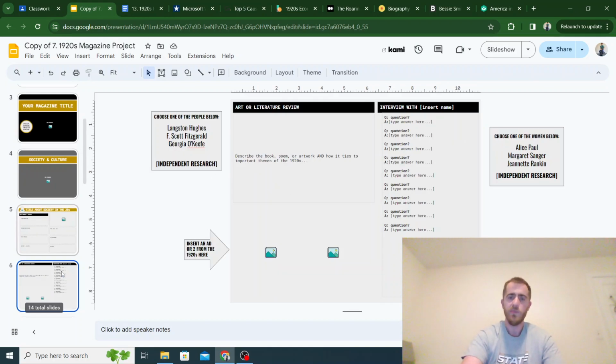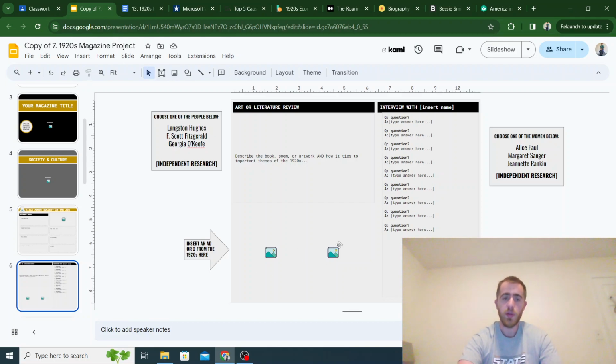So this slide here, let me tell you the difference between this box here and this box here. On this box here, you're going to be filling up the box with descriptions of either the book, a poem, or artwork from one of these 3 individuals and how it symbolizes themes of the 20s. We can pick Mr. Hughes, Scott Fitzgerald, and Georgia O'Keeffe. If you want one that's going to be relatively easy, go with Scott Fitzgerald. You literally read The Great Gatsby last semester. I'm perfectly okay with that.